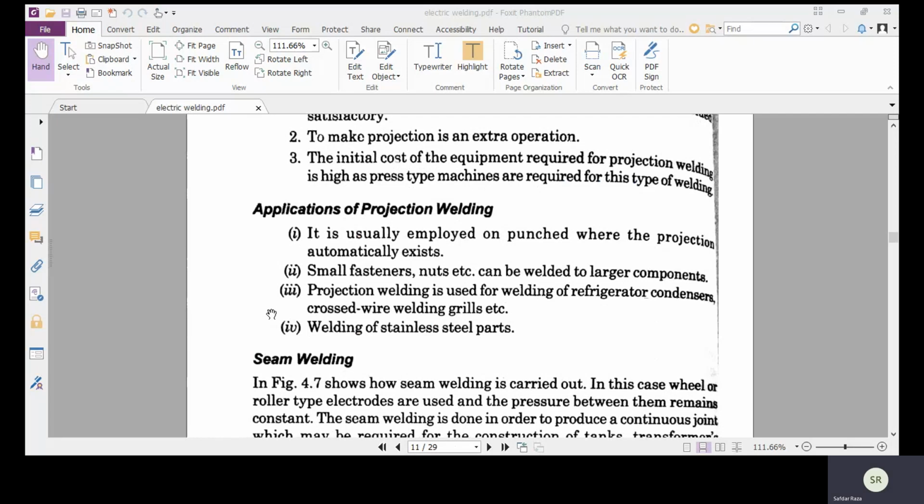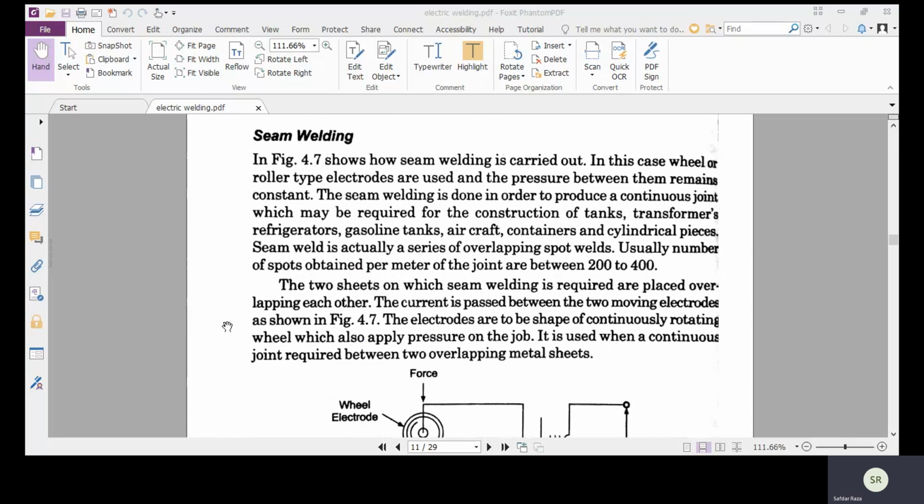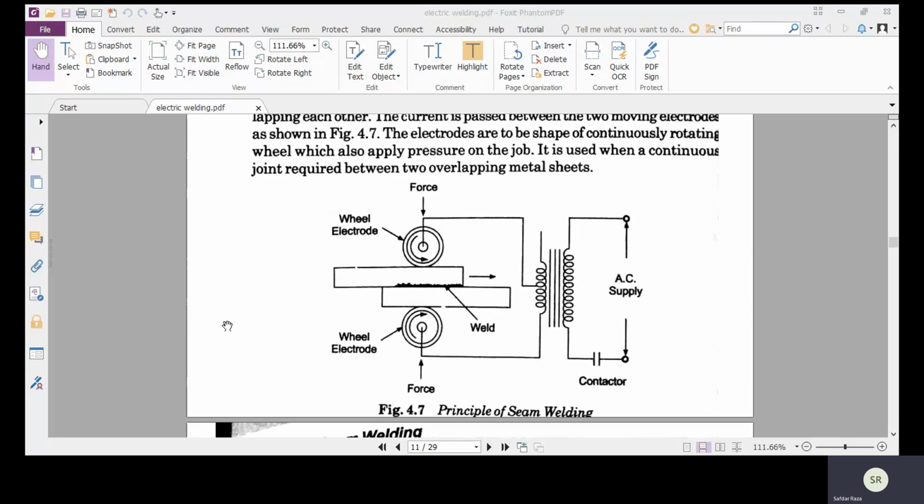What are the applications of projection welding? It is usually employed on punched parts where the projection automatically exists. Small fastener nuts can be welded to large components. Projection welding is used for welding of refrigerators, condensers, crossed wires, welding grills, and so on, and welding of stainless steel parts. Now we will move towards seam welding.